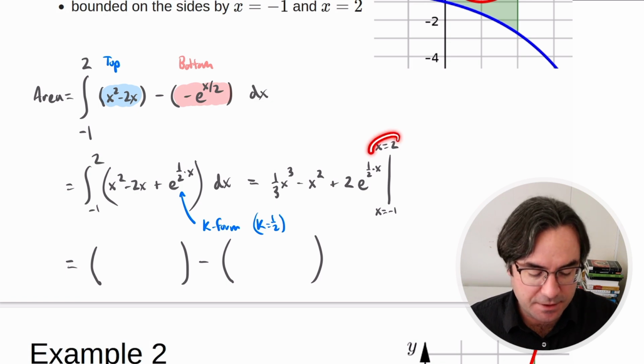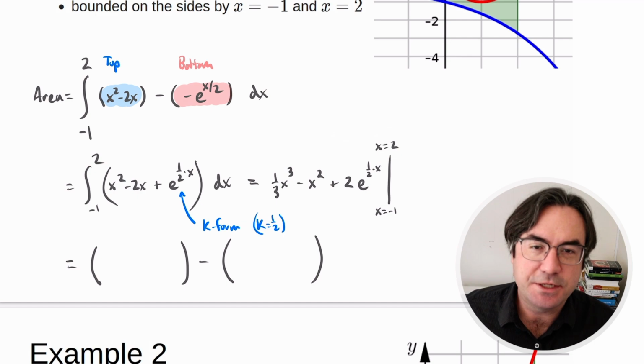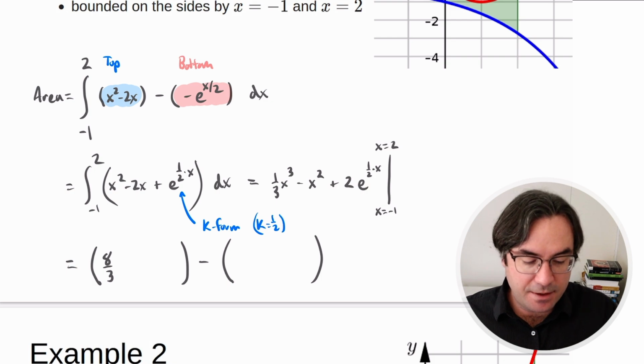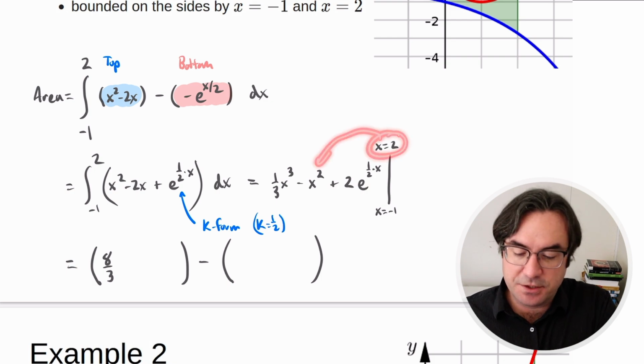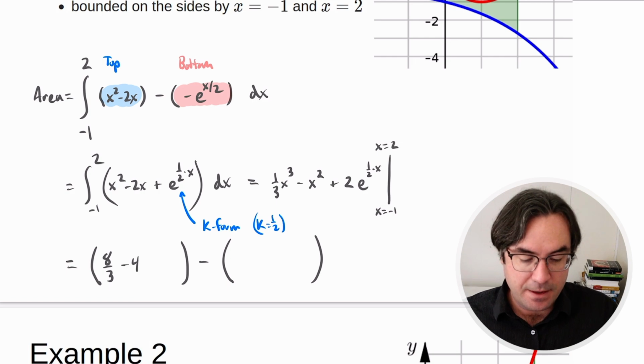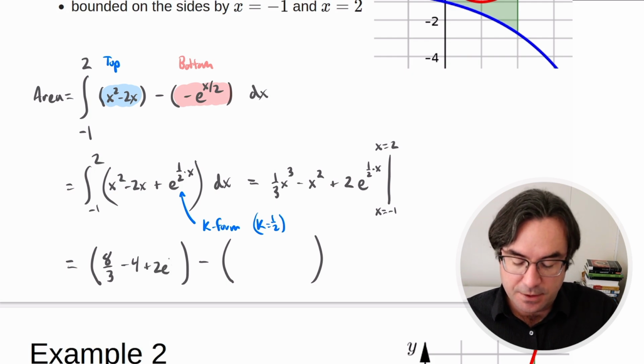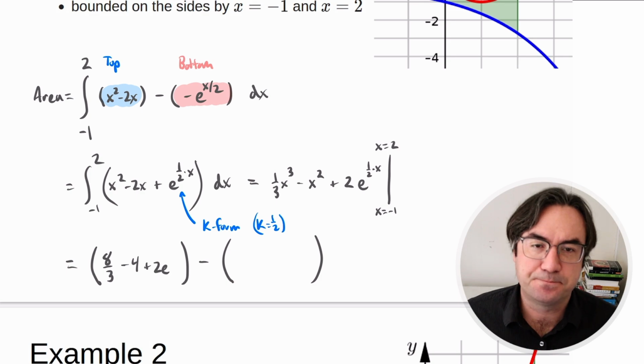All right, so let's plug the 2 in. We're going to get 2 cubed over 3, so we'll get 8/3. Then we'll plug the 2 into the squared, so we get -4. And then when we plug this in over here, we're going to get 2 times e raised to the power 1. So that'll just be 2e.